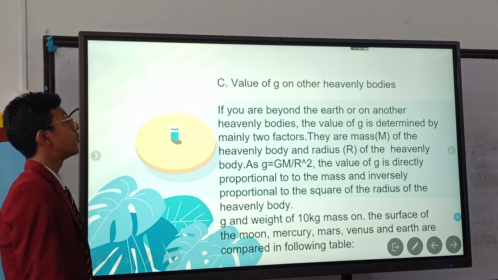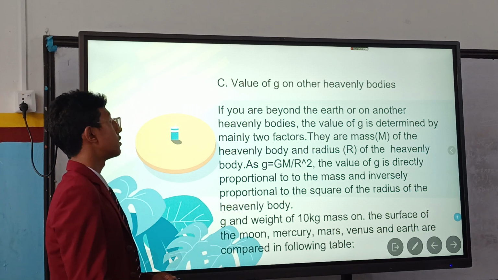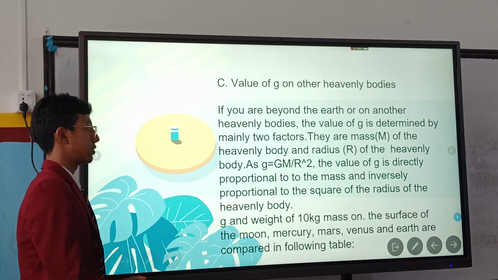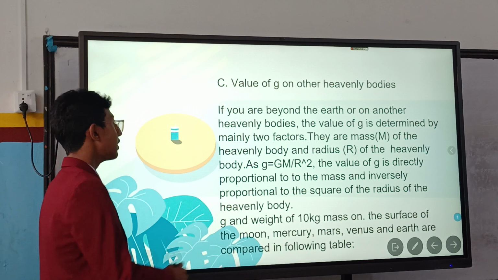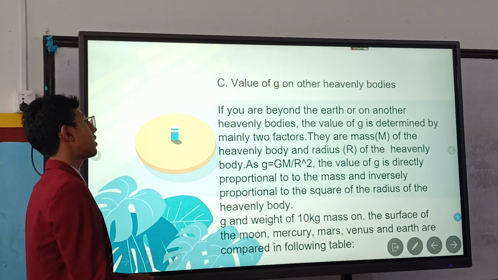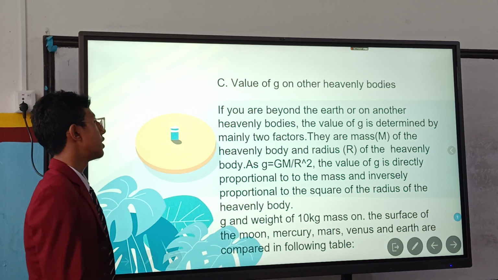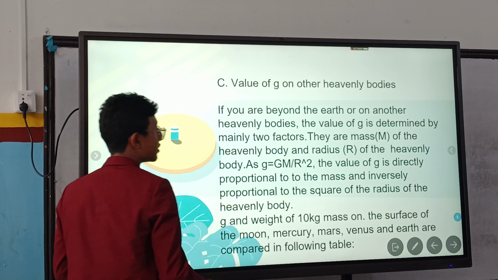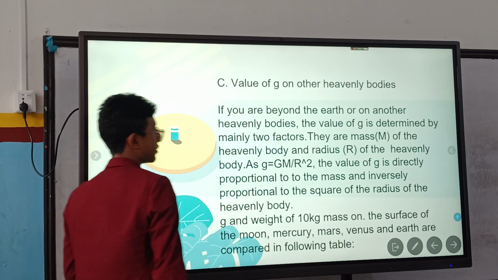Value of g on other heavenly bodies. If you are beyond the earth or on other heavenly bodies, the value of g differs mainly due to two factors: the radius of the heavenly body and its mass. The formula is g equals G into M by r square. Here small g represents acceleration due to gravity, and capital G represents the universal gravitational constant. M represents mass, and r represents radius.